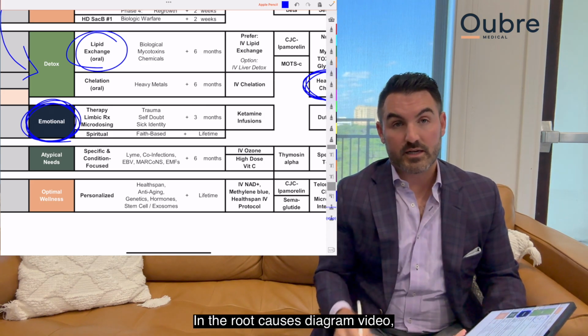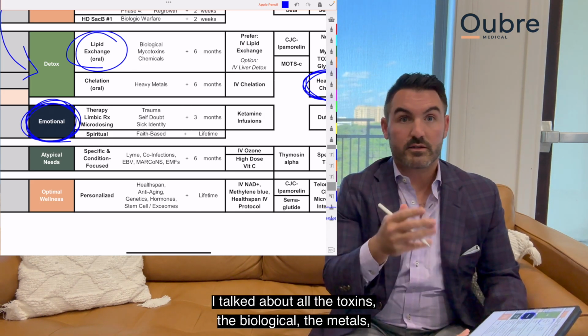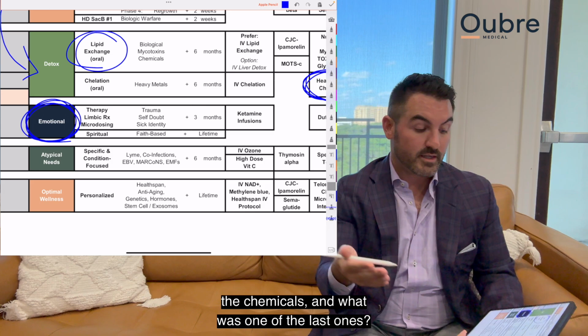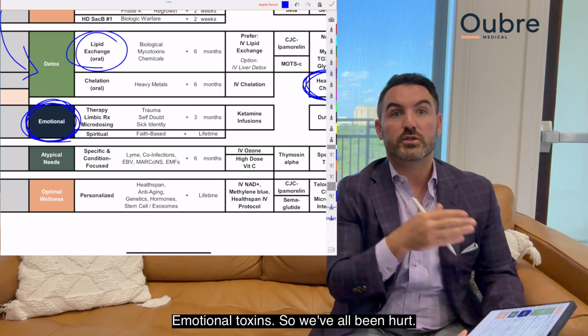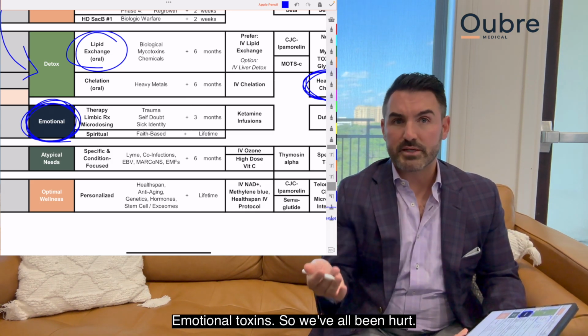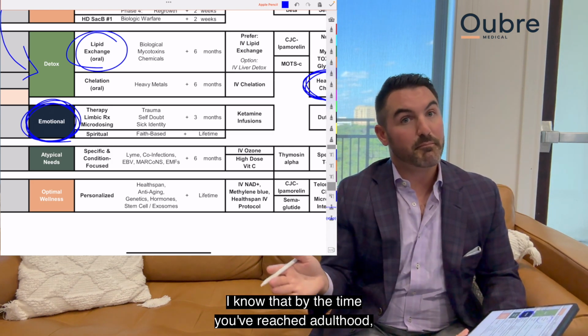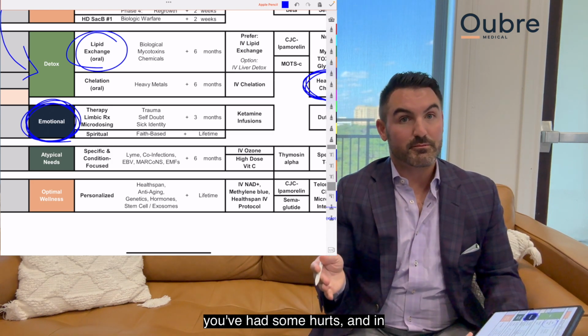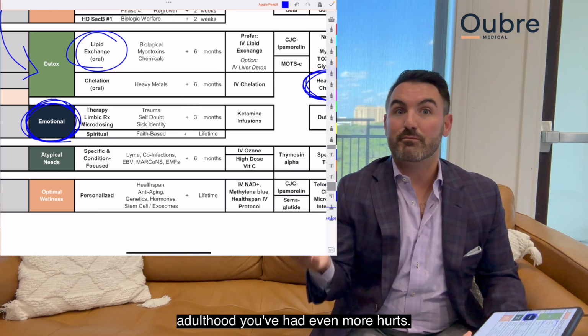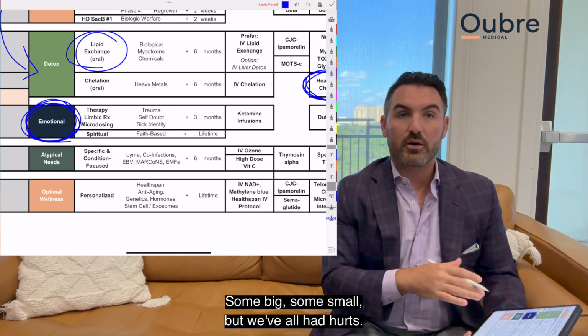In the root causes diagram video, I talked about all the toxins, the biological, the metals, the chemicals, and what was one of the last ones? Emotional toxins. So we've all been hurt. This is real life. By the time you've reached adulthood, you've had some hurts, and in adulthood, you've had even more hurts, some big, some small, but we've all had hurts.